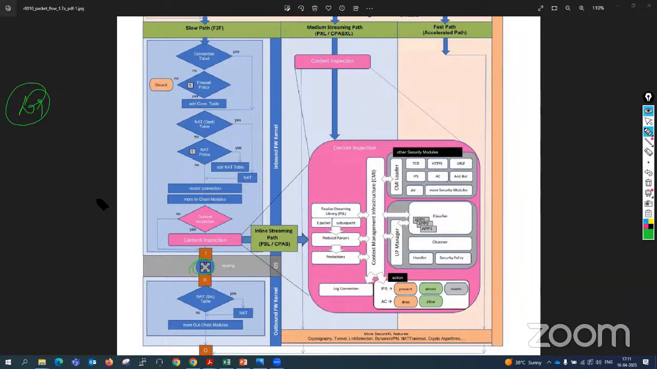Okay. Yep. Anything else? Anyone? Can you see this record connection over here? Yes, that's the part.